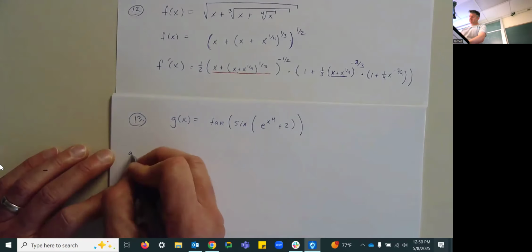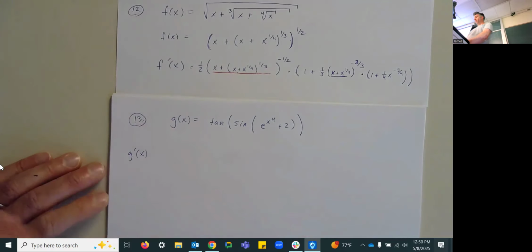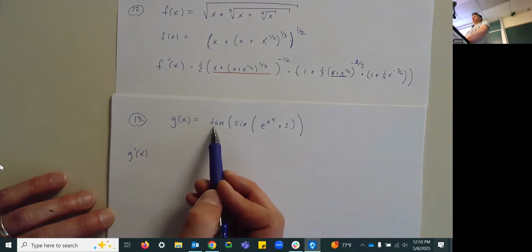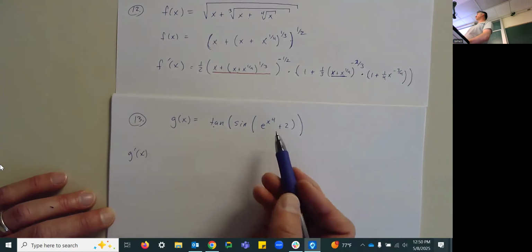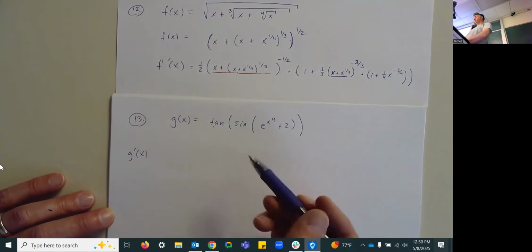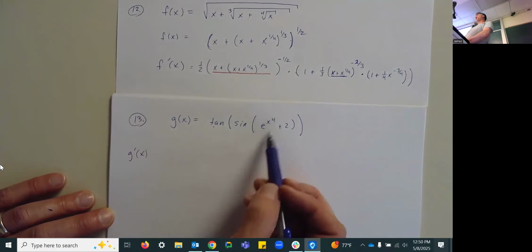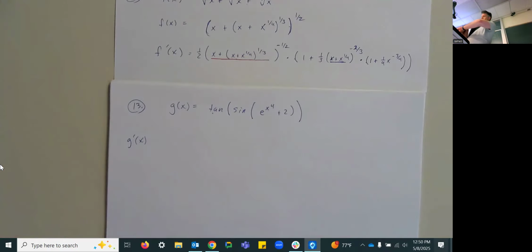So you kind of have three layers here, I think. You're going to have to take the derivative of tangent, which is secant squared of that stuff. And then the derivative of the inside: the derivative of sine of some stuff would be cosine of that stuff, and you have to multiply by the derivative of the inside. And the derivative of e to the x to the 4th also requires the chain rule. So I'll give you like a minute and a half to work on that. So really do try your best. The only way to get better at this is to practice it.